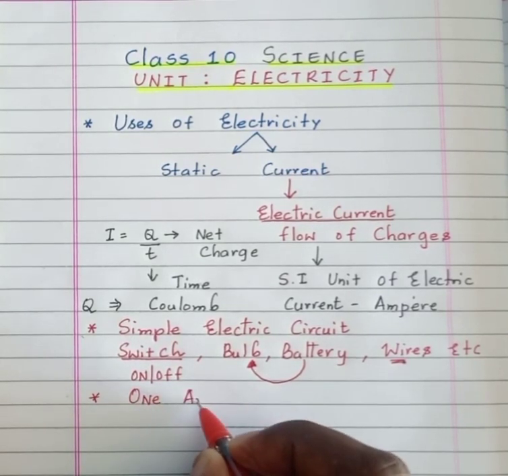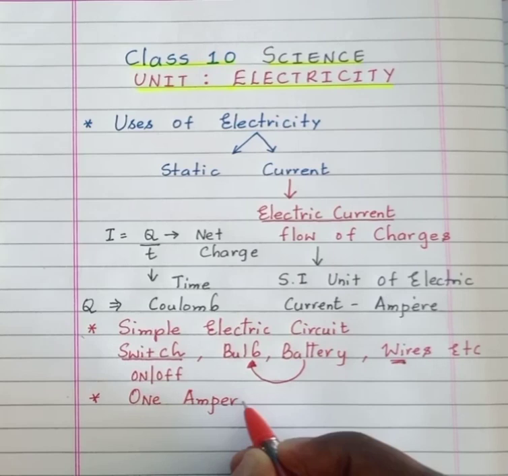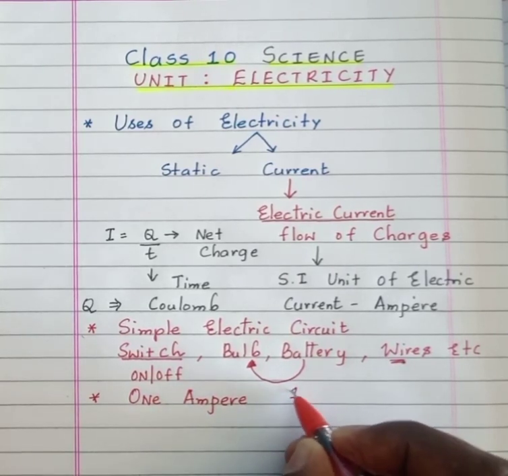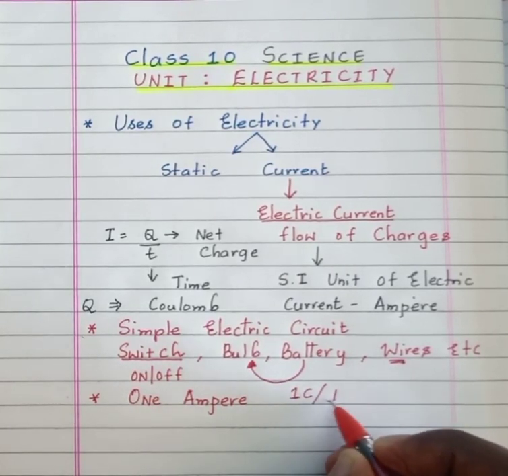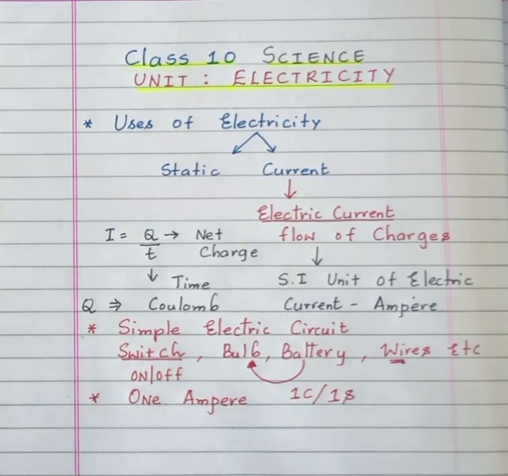Then we have studied about the SI unit of electric current, that is ampere. We define 1 ampere as 1 coulomb divided by 1 second. That is the flow of 1 coulomb of charge per second.